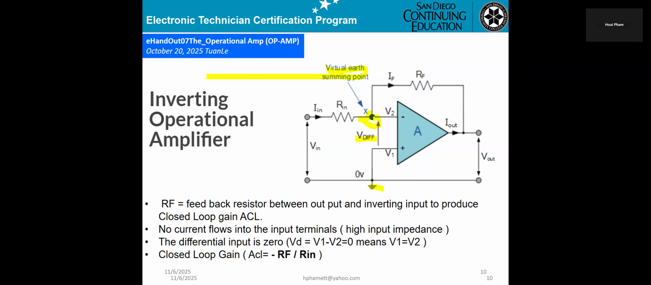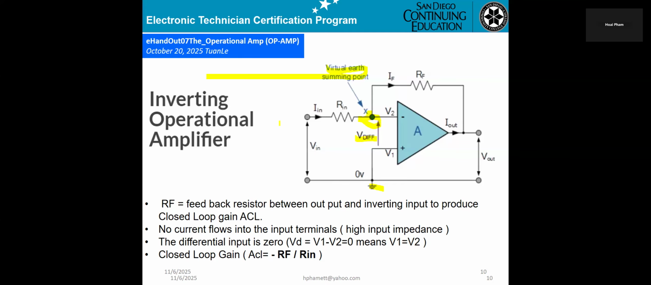So what is the difference between physical ground and virtual ground? Physical ground means you need a wire connected to the ground. And virtual ground, you see, they don't have a connection wire connected directly to the ground.